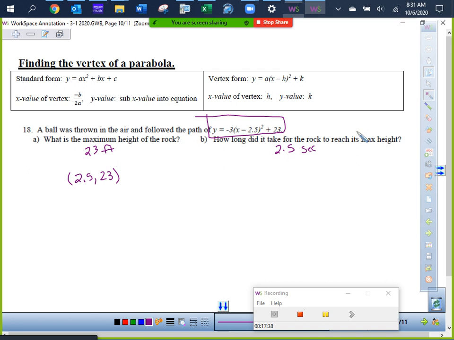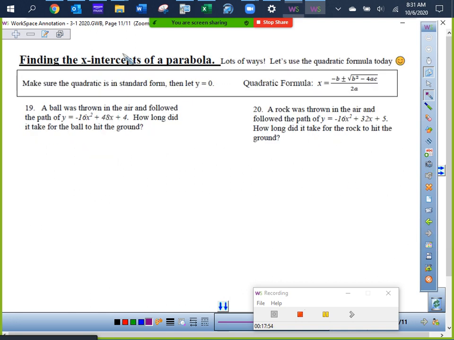So far, we have found the maximum by finding the vertex, and we found the initial height by finding the y-intercept. Now to figure out where the ball hits the ground, it's the x-intercepts. There's a lot of ways to find the x-intercepts, guys. We got to let y equal 0. If you let y equal 0 on this, instead of me writing it all out, there's a lot of ways to do it.